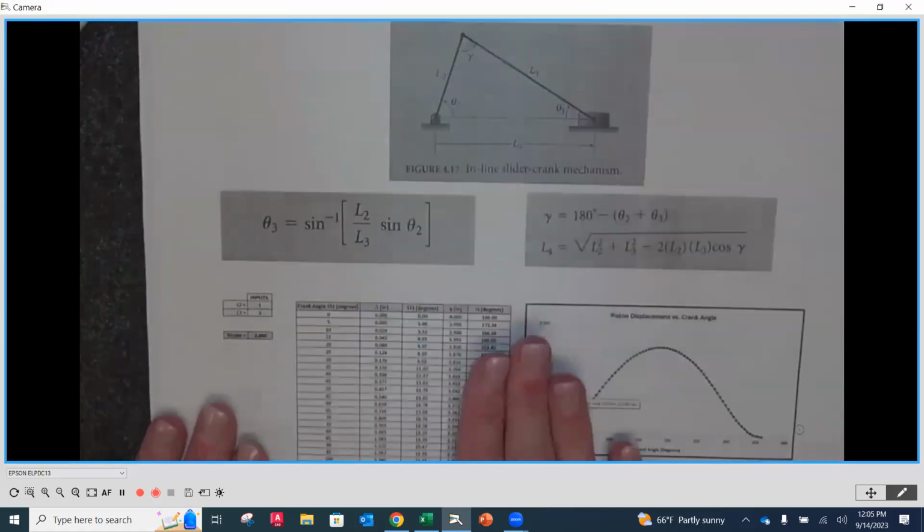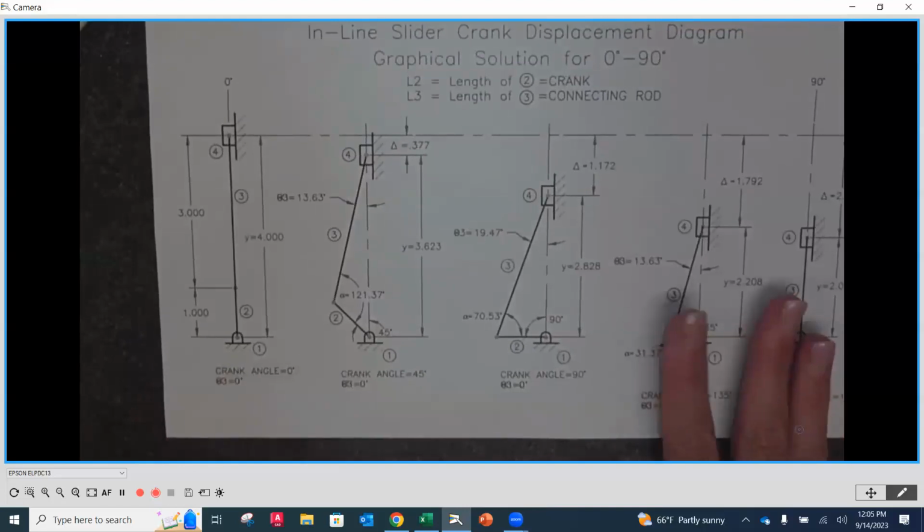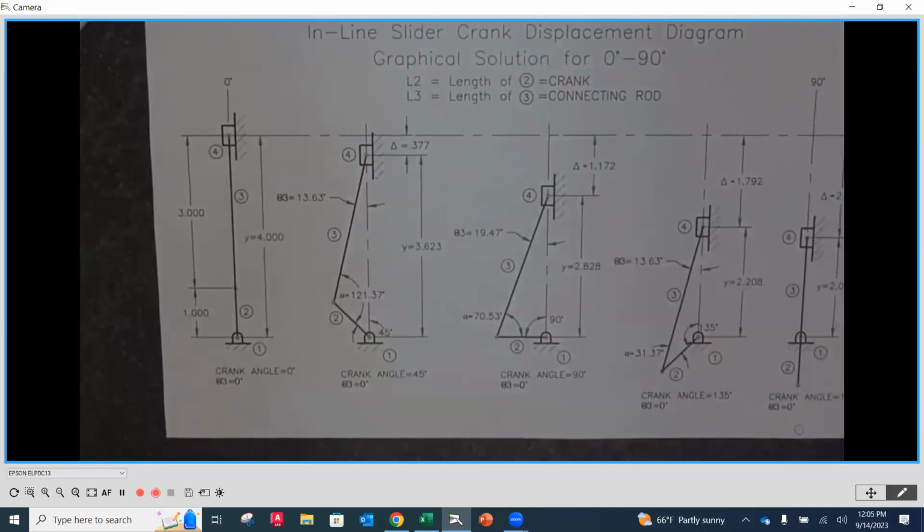So we'll look at this in just a bit. Let's get a little bit better explanation of the mechanism itself. First and foremost, I have these staged, if you would.